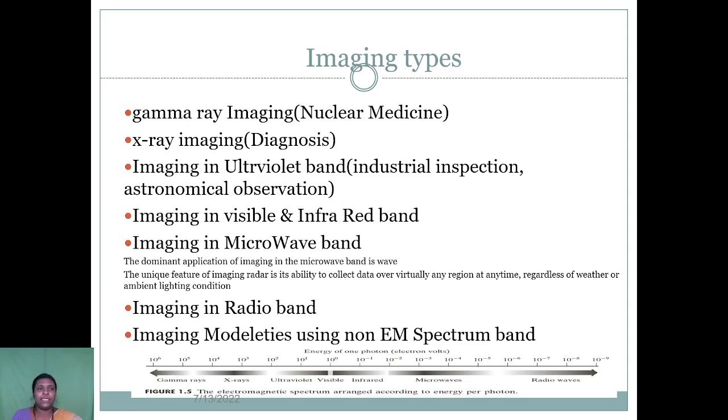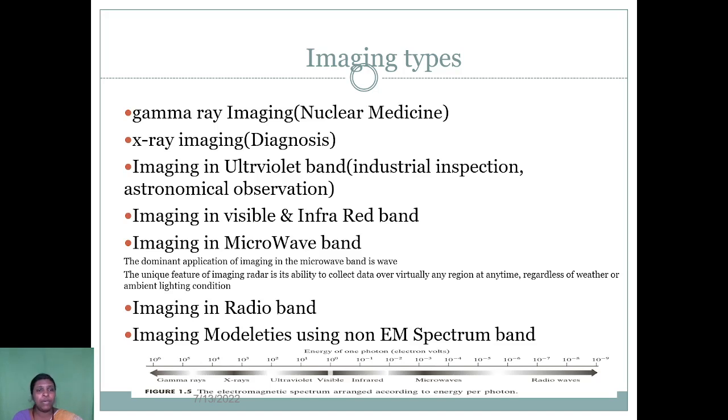And what are the imaging types? What are the types we have in this? The first one is gamma ray imaging, and the gamma ray image will be used in nuclear medicine. The next one is X-ray imaging, that is for diagnosing purposes in the medical field.